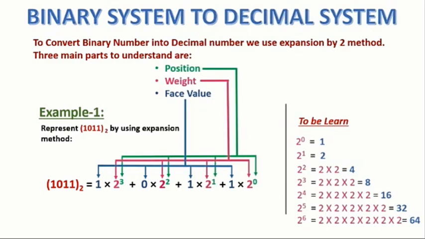Now you have to check the power. If there is 2 raised to the power 3, it does not mean that you will multiply 2 with 3. It means you will multiply 2 three times: 2 times 2 times 2. Similarly, if it is 2 raised to the power 6, you will write 2 six times. It means you will multiply 2 six times, not with 6. Okay, so you will get the result, you will write the powers, then you will multiply with the actual values. After this you will add, and you will get the result. I hope you have understood better. If there is any problem, you can ask me.